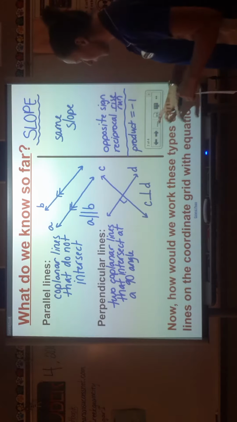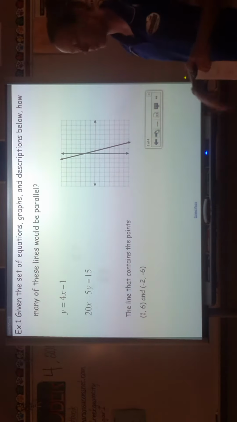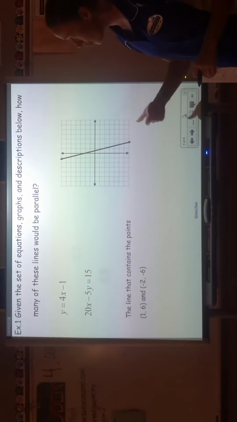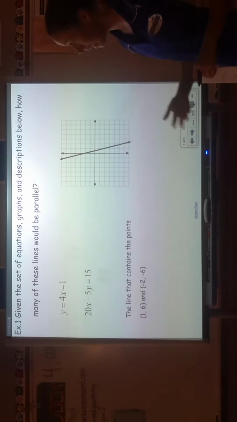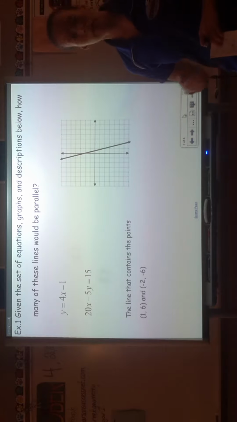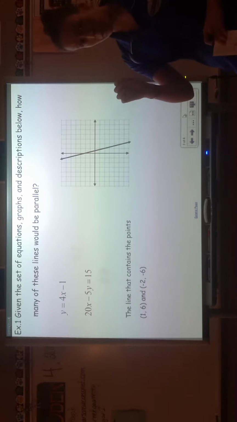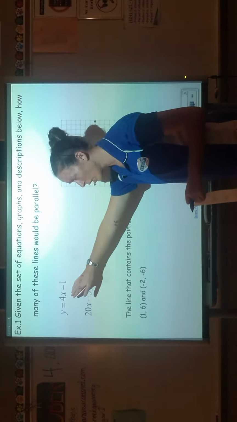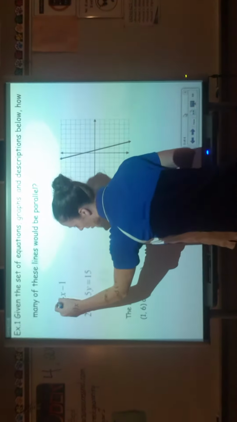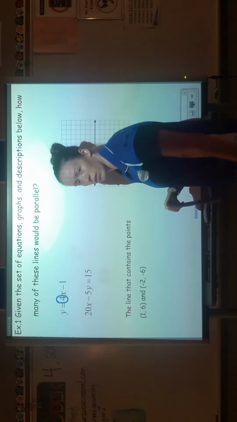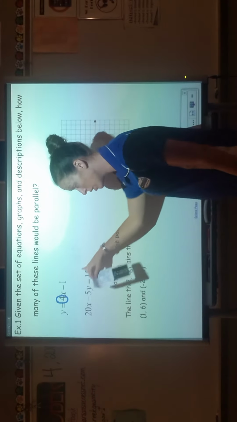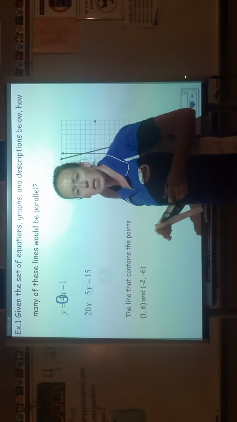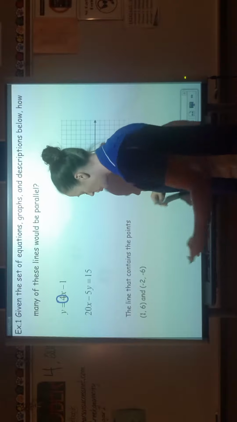Okay? Let's get some practice. Let's see how we could apply this. First example. Given the set of equations, graphs, and descriptions below, how many of these lines would be parallel? Focus on slope. Focus only on slope here. Starting off with this first equation, slope-intercept form, we see that the slope value given is 4. Sliding down, this is standard form. We can't visually see what that slope value is right now.